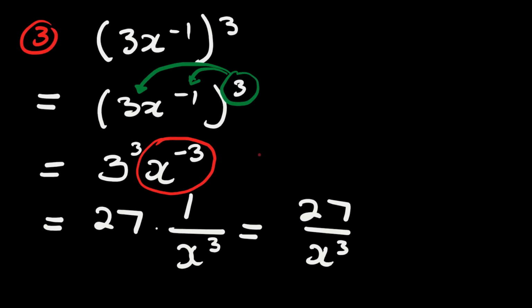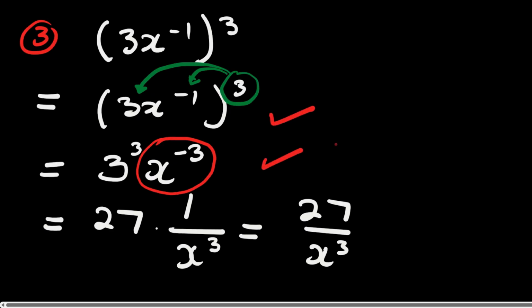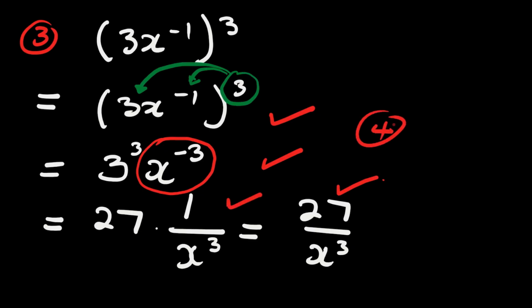So let's say our mark allocation here is 4 marks. 1, 1, 1 here, and just say 4 marks. Let's move to the next question. Question number 4. It's 5 to the power 0 plus 5 to the power 2 plus 5 to the power -1. You can pause and try it.